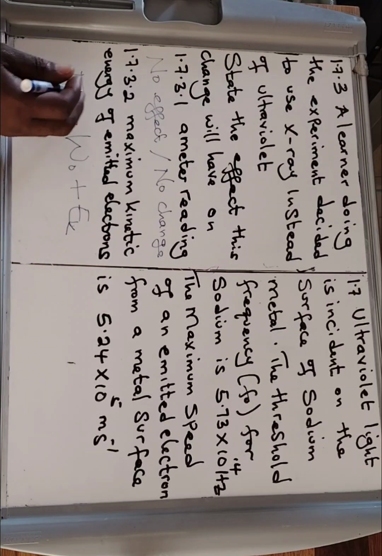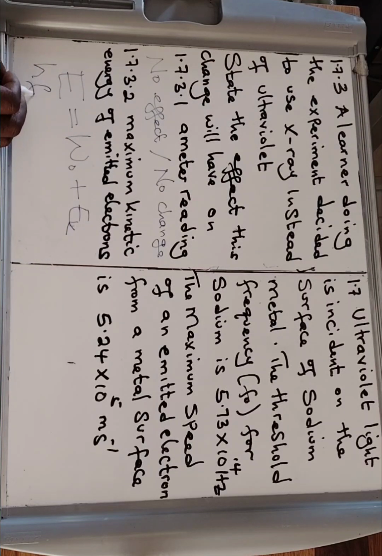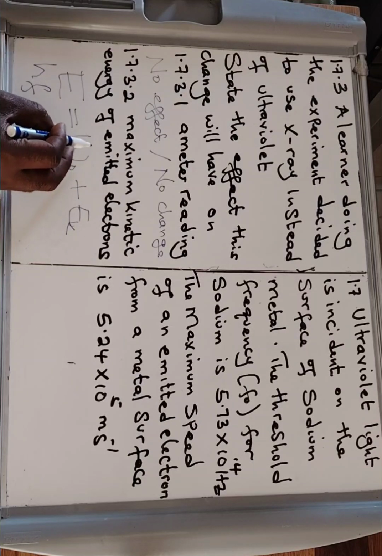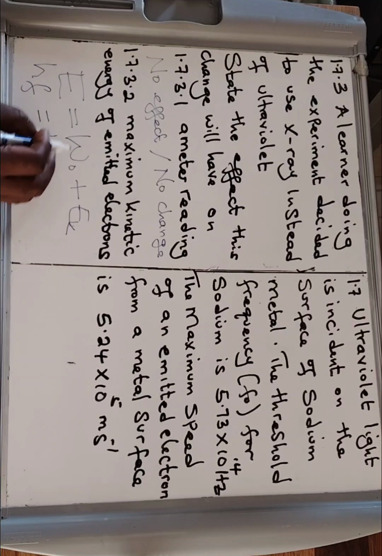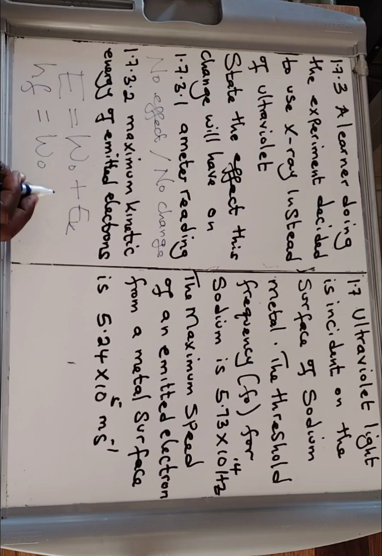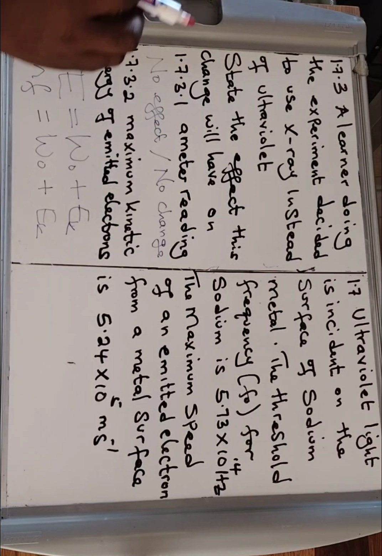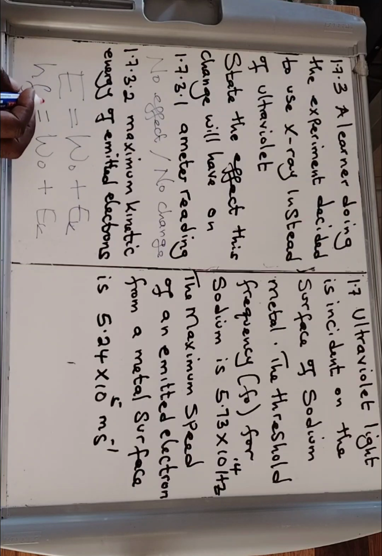So when you change this to suit our situation, we are changing frequency. And this one, the work function, we are going to leave as it is, because it is a characteristic of the metal, so it remains unchanged. And we are talking about maximum kinetic energy, so that one is also there. Now, we need to know that a change from ultraviolet to X-ray changes frequency, and it increases it.